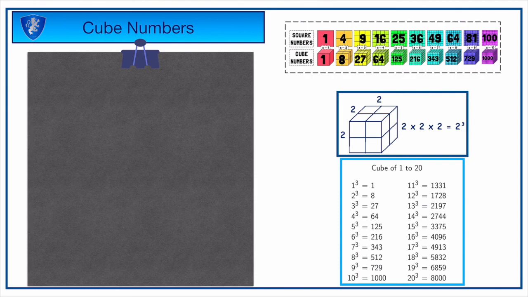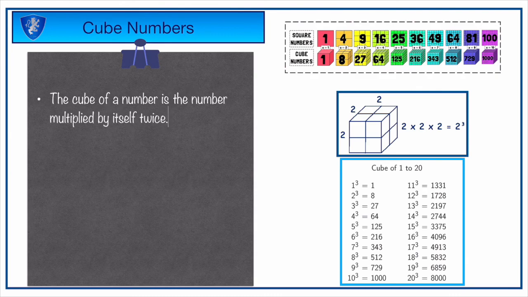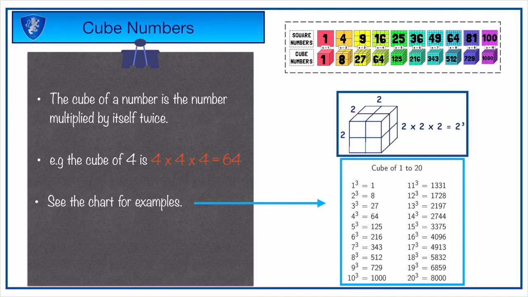Now let's recap all this that we have learned. The cube of a number is a number multiplied by itself twice. Now, the cube of 4 is 4 times 4 times 4, which is 64. And see the chart for examples here. So these are all your examples.